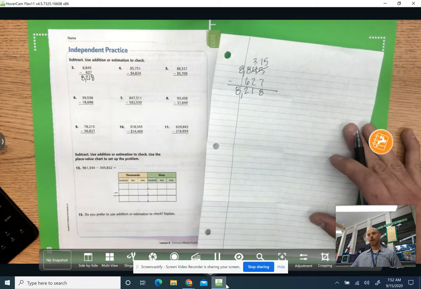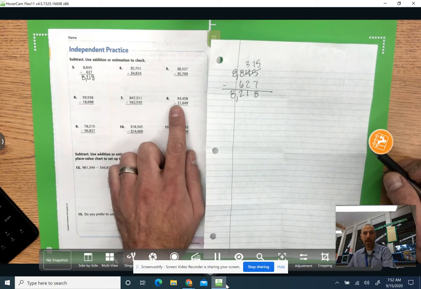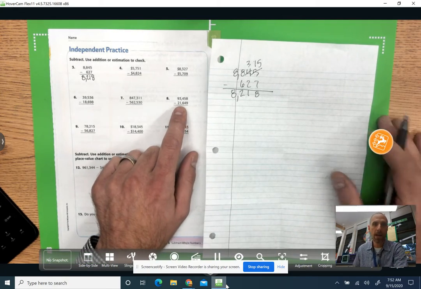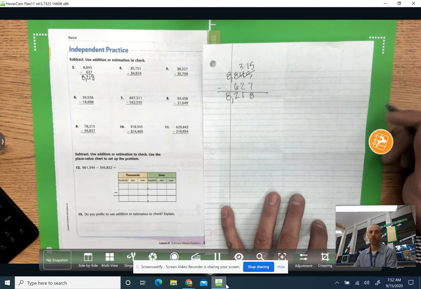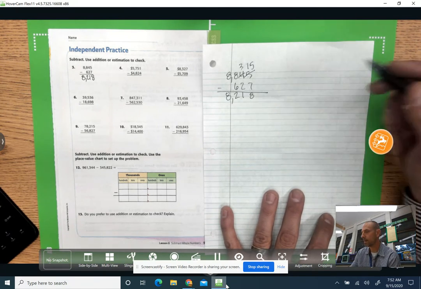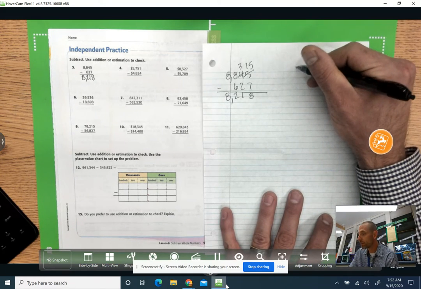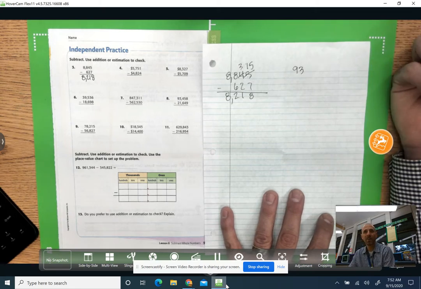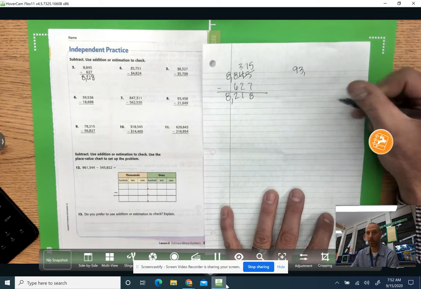Okay. Let's come on down to number 8. Looking at number 8, this is a 4th grade subtraction problem. 93,458 minus 21,649. So what we will do is rewrite the problem. And pause the video right here so that you have a chance to rewrite the problem, because I may be writing faster than you.